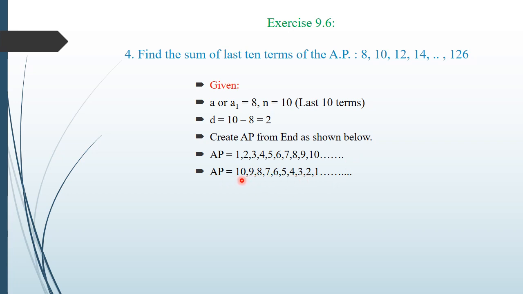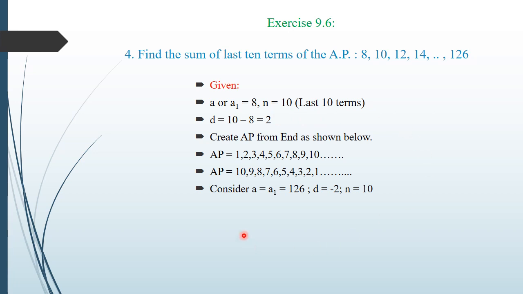So here my A is going to be the last term of the original AP, and the common difference will be the same in value, but only the sign we need to reverse. So in our case, this is the AP. If I want to modify this AP by writing it from the end, my first term will be 126 and the common difference will be the same 2 but with a negative sign, that is, the common difference will be minus 2.